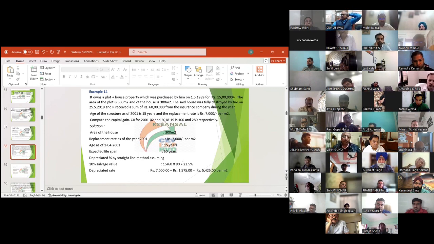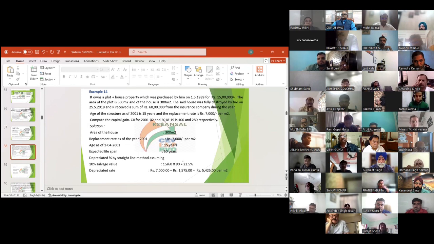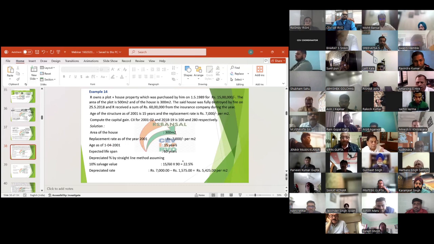Mr. R owns a plot plus house property which was purchased by him on 1st May 1989 for 15 lakh. The area of the plot is 500 square meter and the house is 300 square meter. The said house was fully destroyed by fire on 25th May 2018 and R received a sum of 60 lakh from the insurance company during the year. Age of the structure in 2001 was 15 years and the replacement rate is 7,000 per square meter. Compute the capital gain.